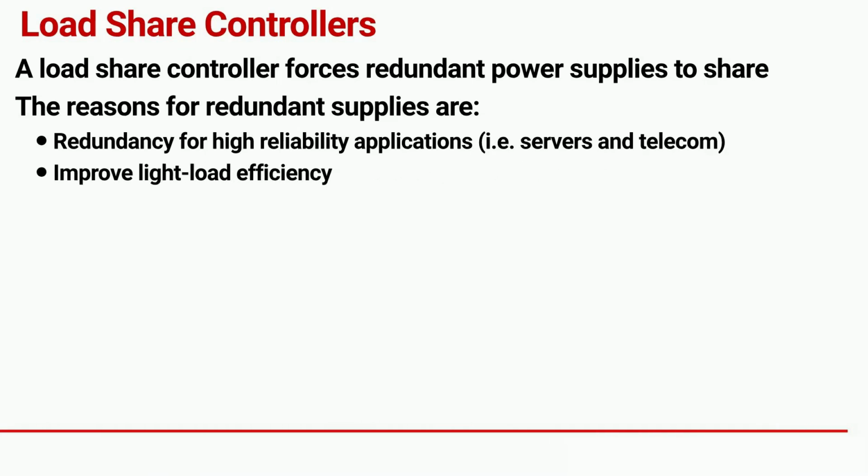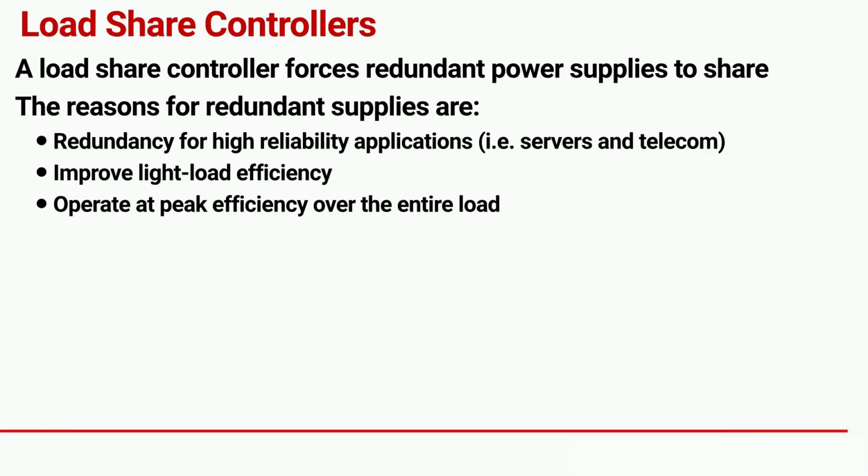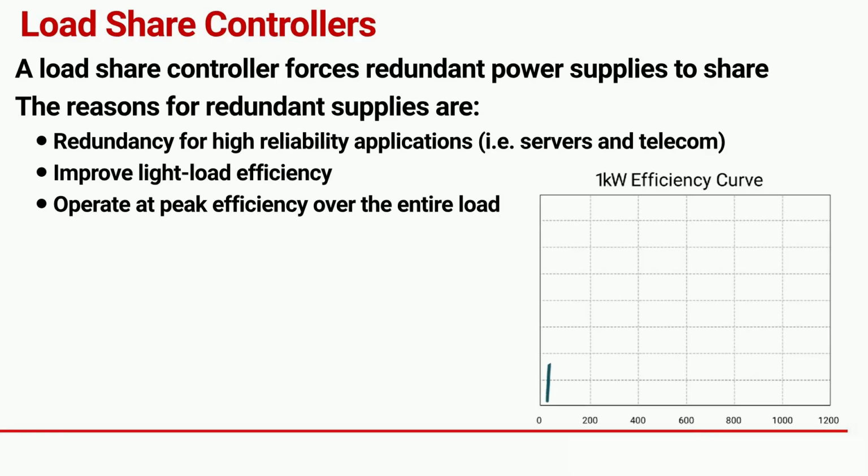Then there is light load efficiency. At lighter loads, it might improve the overall efficiency if one or more paralleled power supplies are simply shut down. Then there is the fact that a power supply's peak efficiency is usually well below its maximum rated power. For example, if we look at an efficiency curve for a 1 kilowatt power supply, the actual peak efficiency looks to be between 300 and 500 watts.